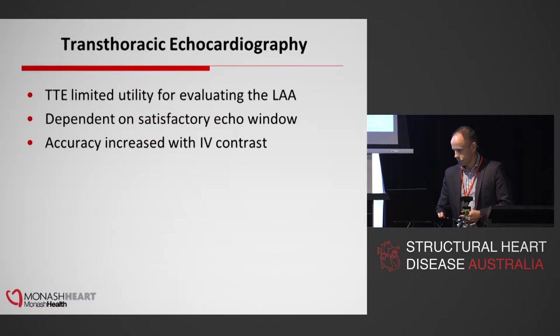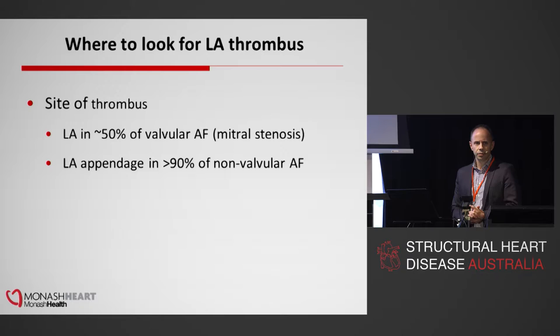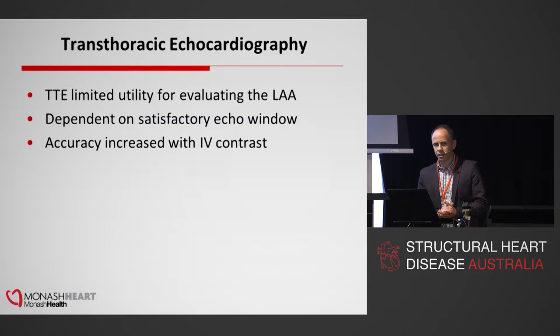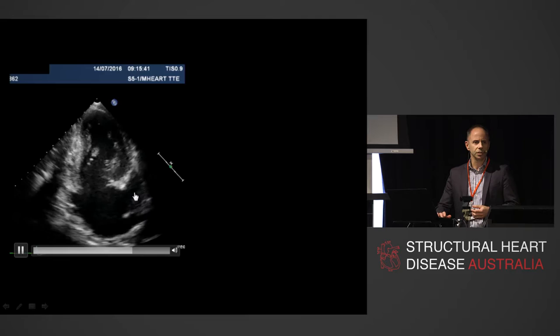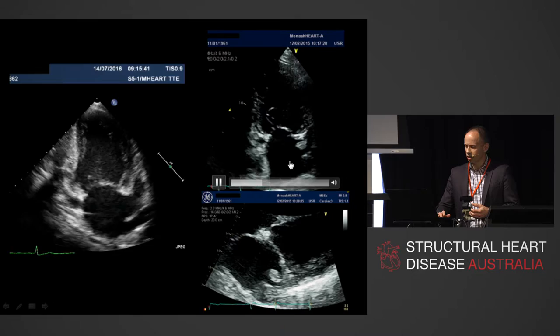So the site of thrombus in the historical data with mitral stenosis has been the left atrium in half the cases, but in the more common situation clinically now with atrial fibrillation, the vast majority of thrombi occur in the left atrial appendage. The value of TTE, as you know, is quite limited due to limited imaging windows. You can occasionally see the left atrial appendage with a two-chamber apical view in patients with left atrial dilatation and high left atrial pressures. And if you do see a thrombus, you have reasonably high specificity, but the sensitivity for small thrombi is very low with this imaging modality.